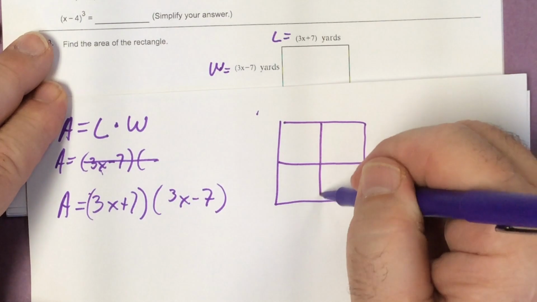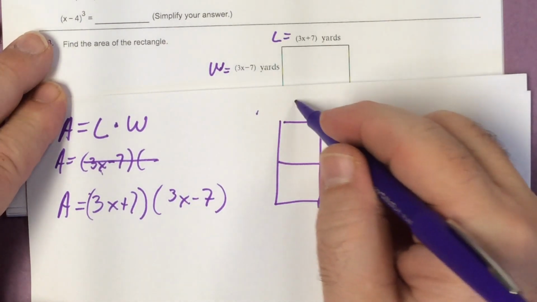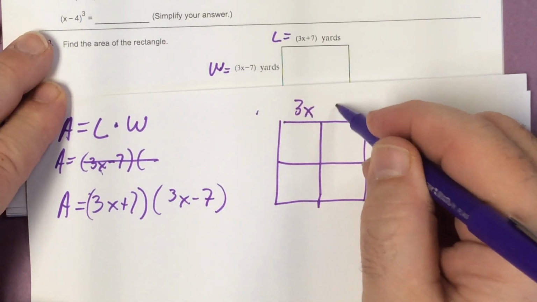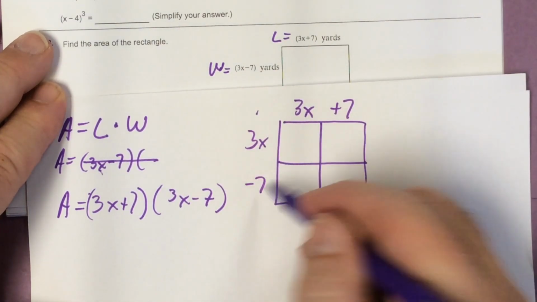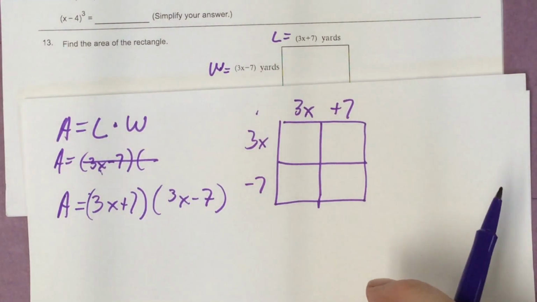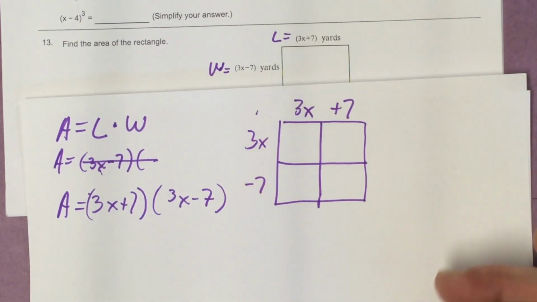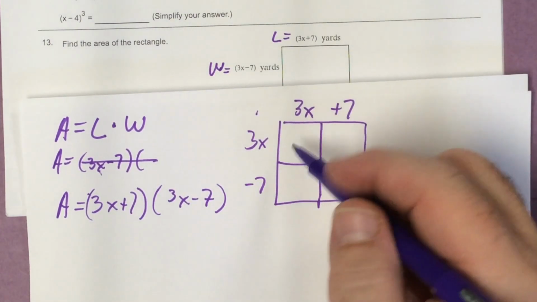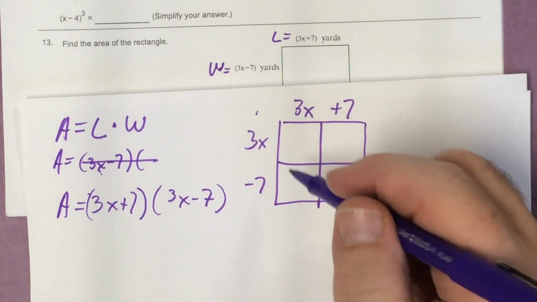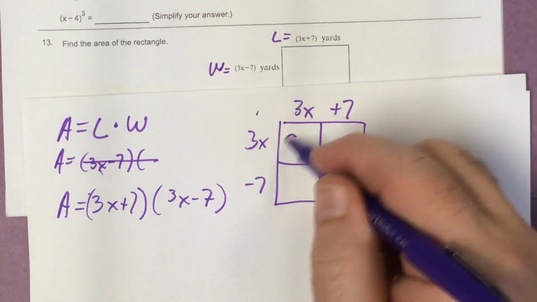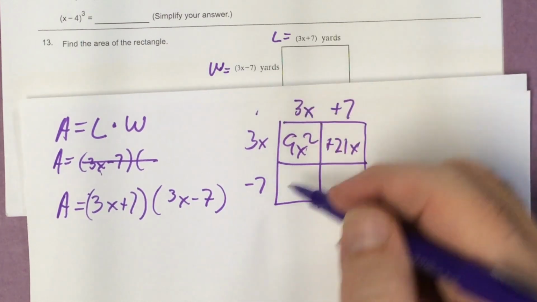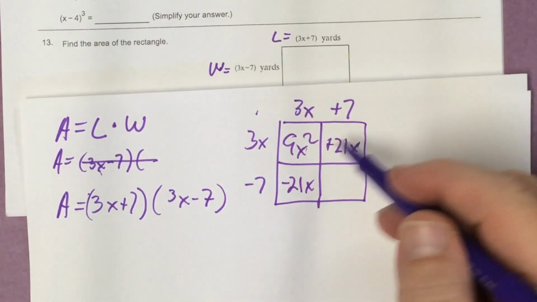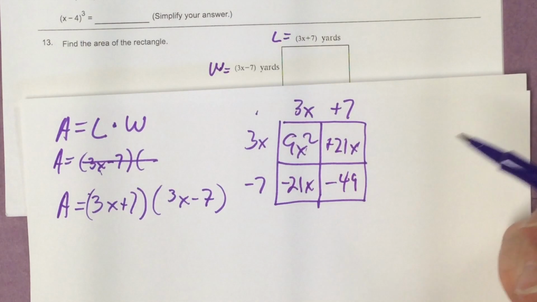By the way, anytime you'd like to try these questions, feel free to stop the video. As I was demonstrating in class yesterday, just so that you're not just watching the work here, you can try this and make sure that you are refining your ability to use this multiplication box correctly. Please take time to do that if you wish. So this is going to be 9x squared. This is going to be plus 21x. This is going to be minus 21x. And this will be minus 49.